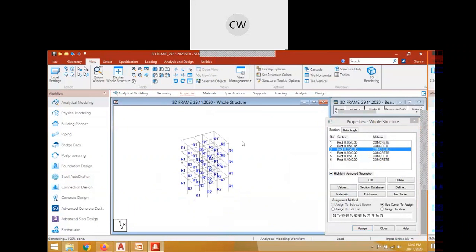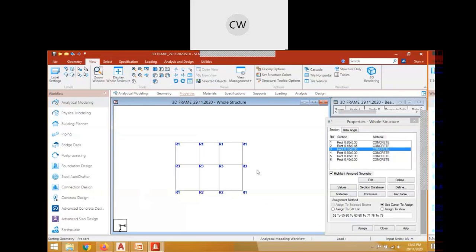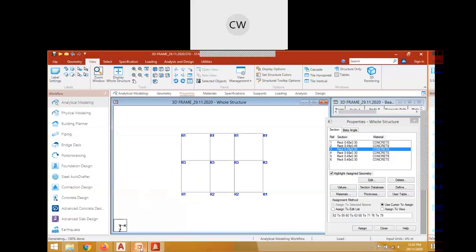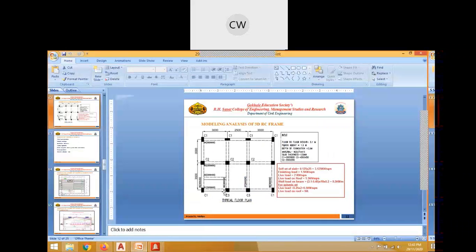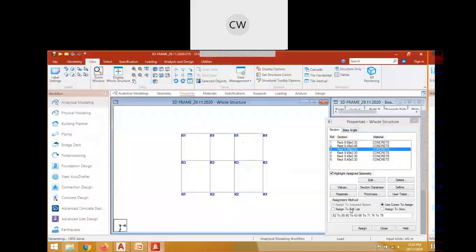Now we'll go to the beam. Now how to assign the beams, right? So for that, we'll again select the plan. So that will be the better way of assigning. So now these horizontal beams and vertical beams are different. You can see here the horizontal beams are 300 by 600, vertical beams are 300 by 450. Okay. So let us check this.